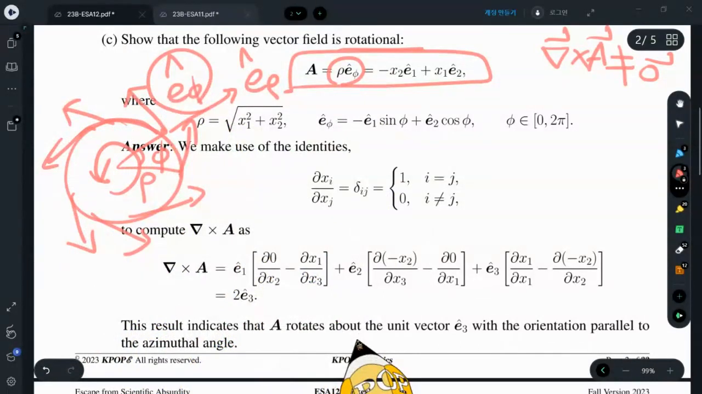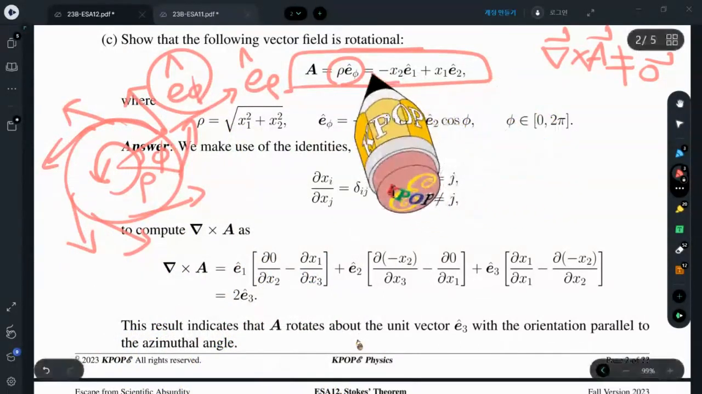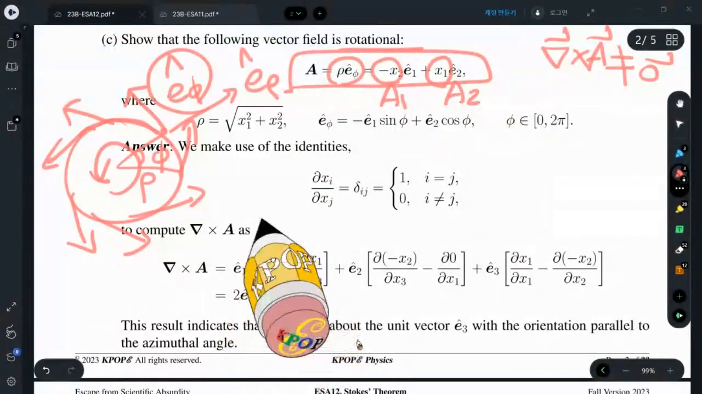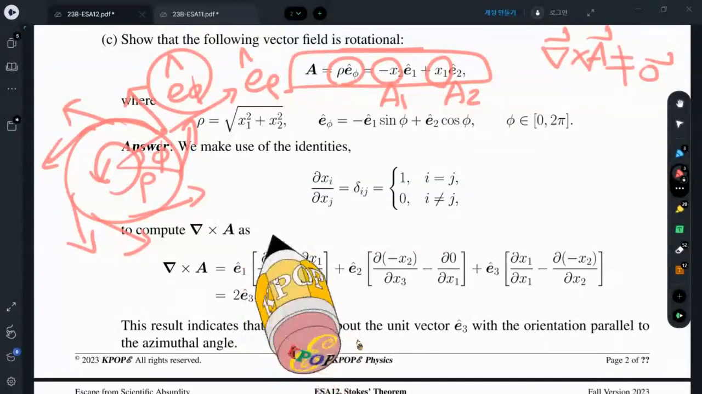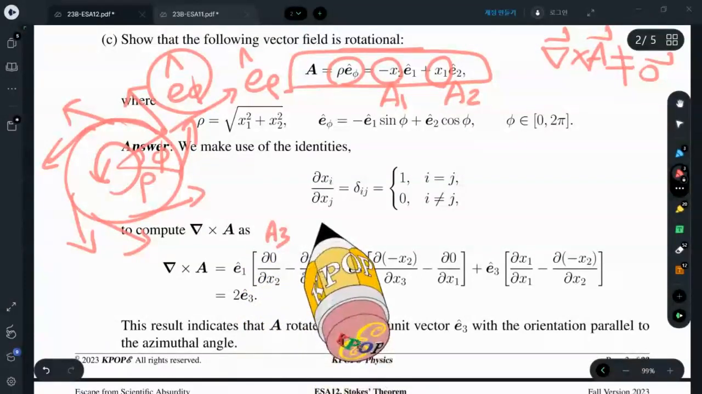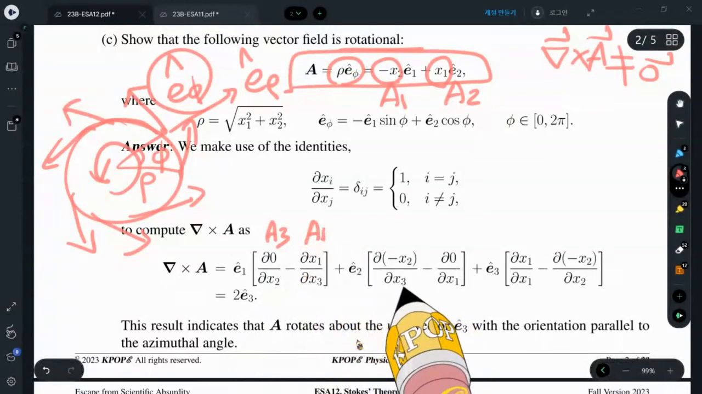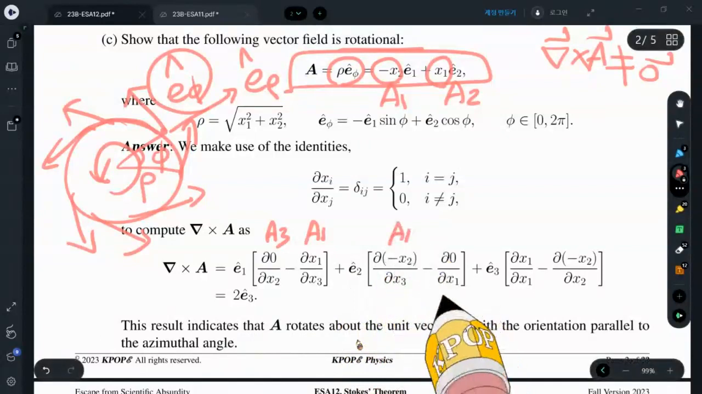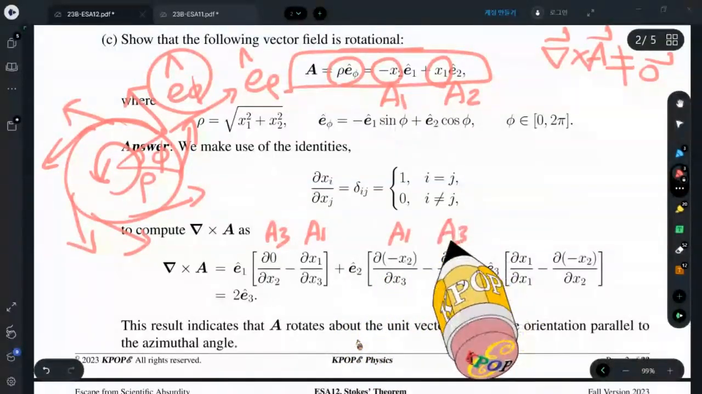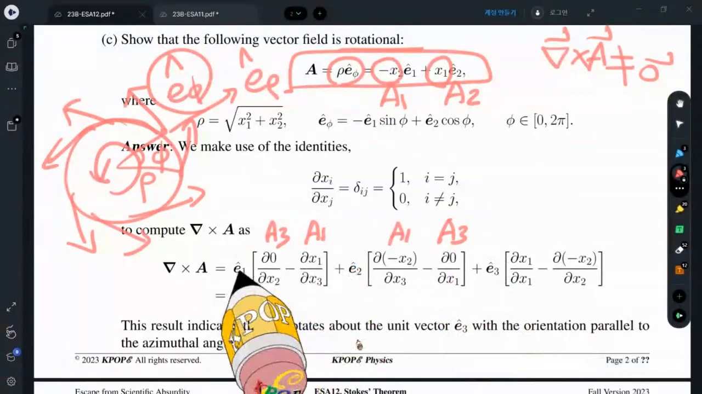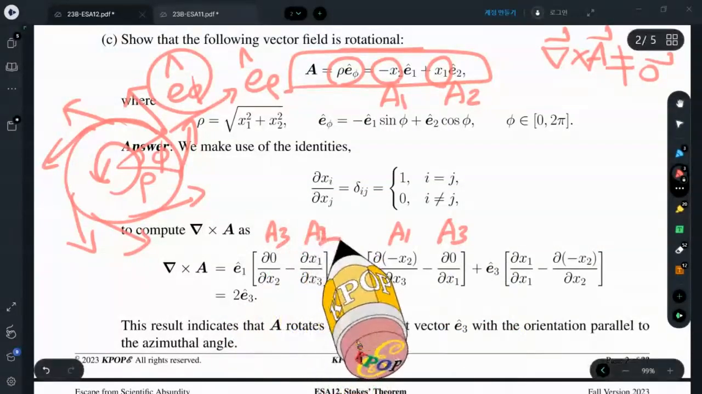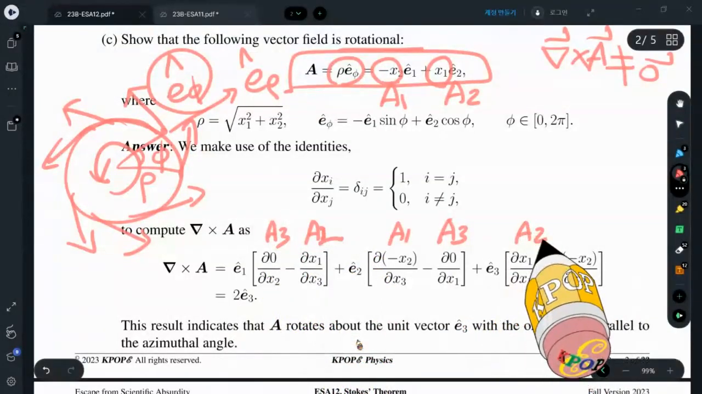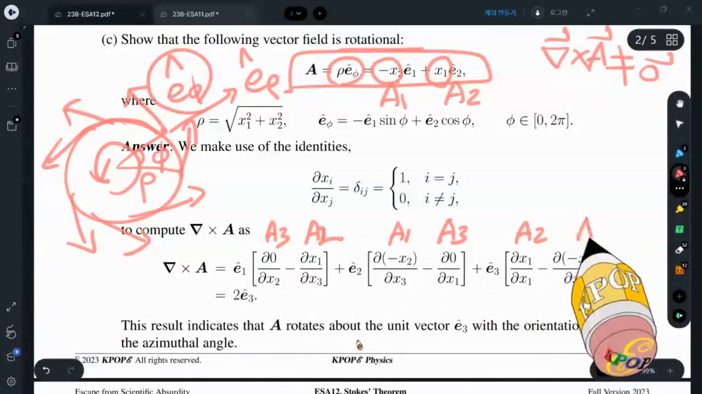We just make use of this. This is A1 and this is A2. We recall the curl components: ∂2 A3 minus ∂3 A2, ∂3 A1 minus ∂1 A3, ∂1 A2 minus ∂2 A1.